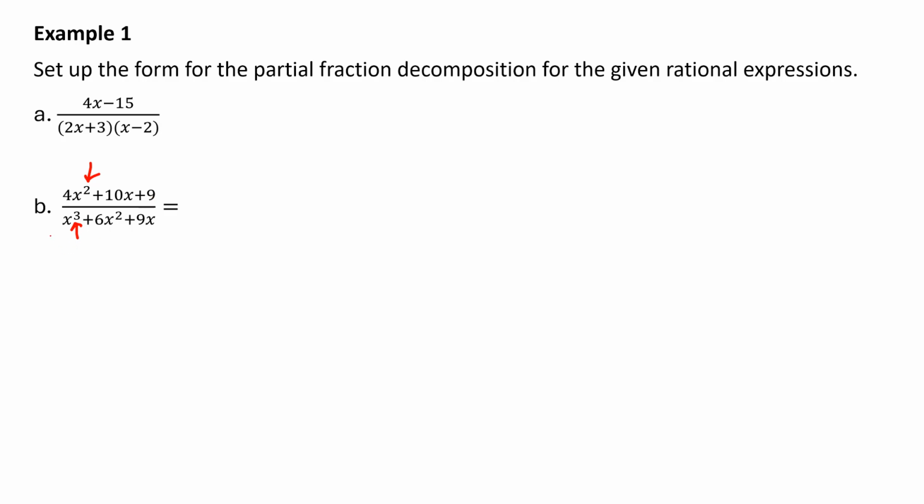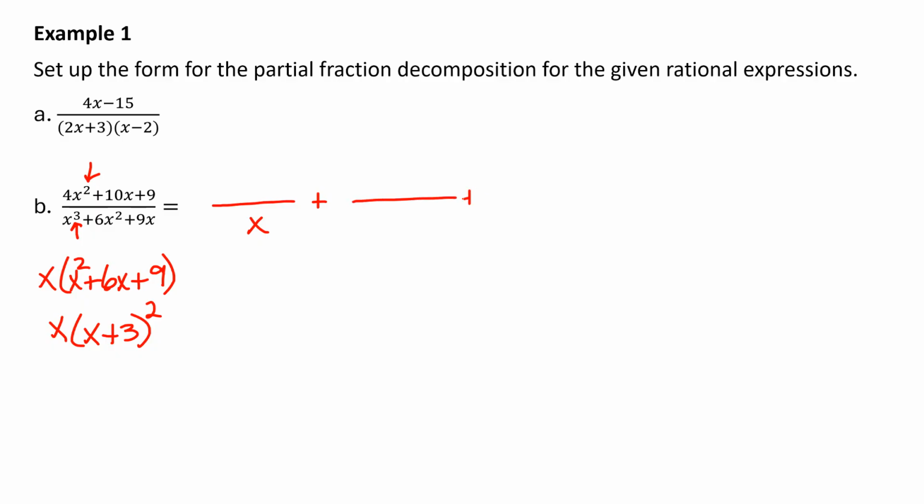Now we're going to factor that denominator. X times x squared plus 6x plus 9. And that can be factored to x times x plus 3 quantity squared. So we factored the denominator, and now that means we're going to write some fractions with those factors as their denominators. So first fraction is going to have x. Another fraction, I won't write that one yet. Another fraction will have x plus 3 quantity squared. So why am I putting another fraction there?